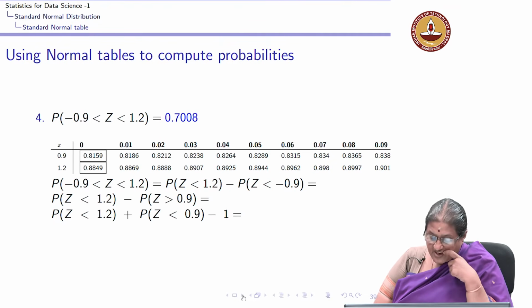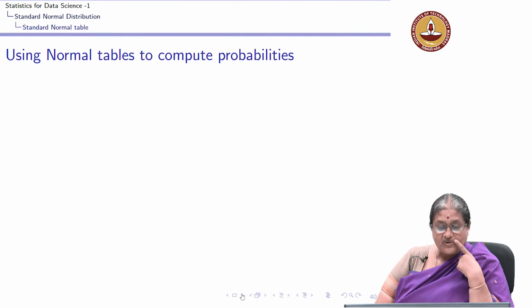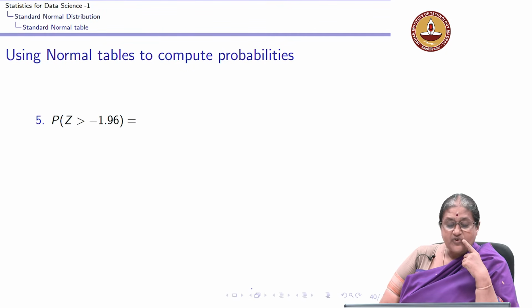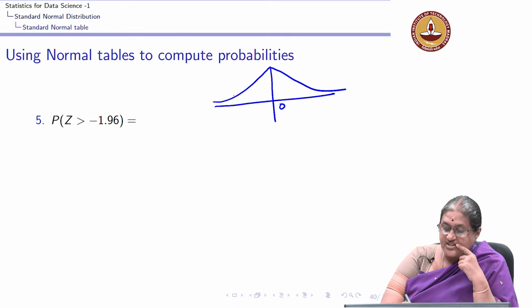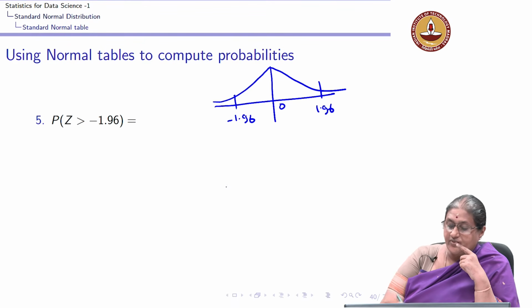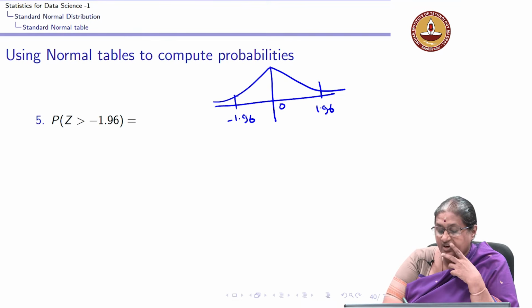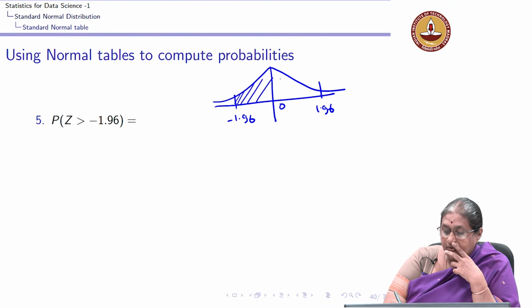Okay. So, the next problem is, what is the probability z is greater than minus 1.96? Again, let us go back to this curve. I know this is 0, this would be my minus 1.96, and this is going to be my 1.96, again due to symmetry. I want this probability.